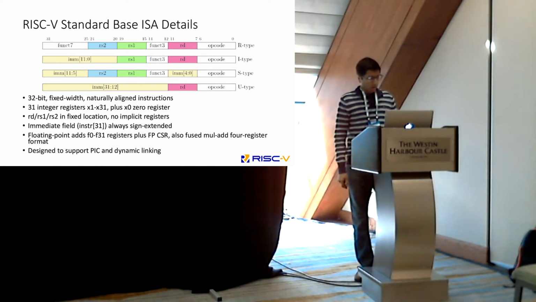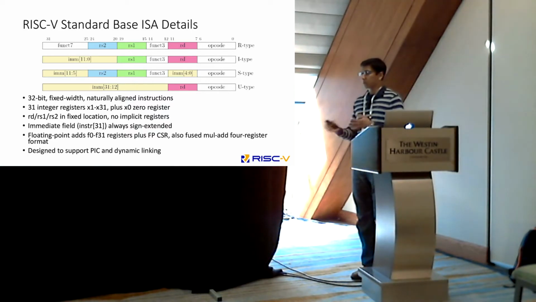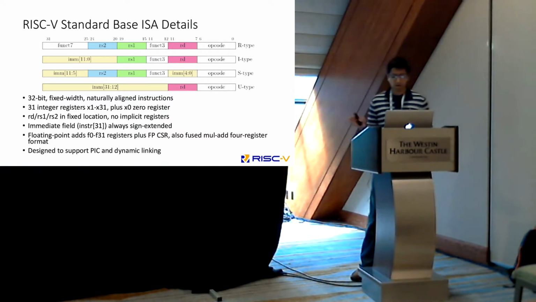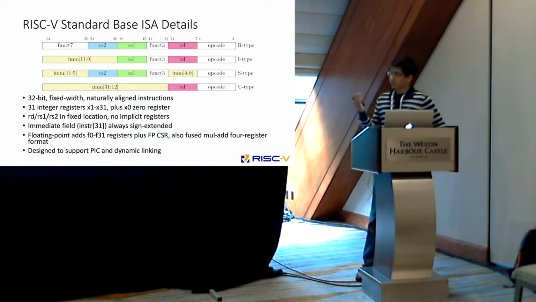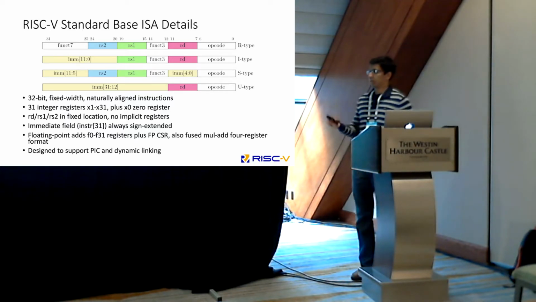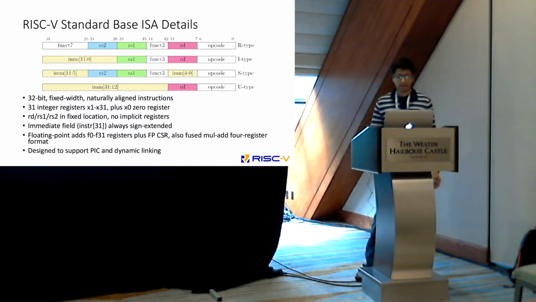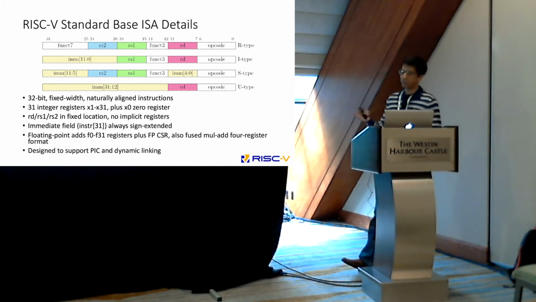There's no magic happening behind the scenes. Another feature is that the immediate field is always sign extended. If you look at something like MIPS, there are a bunch of rules about when things get sign extended or zero extended. None of that is happening here. It's easy to remember: everything gets sign extended. Adding the floating point extension adds floating point registers, floating point control status registers, and also some extra instruction formats, for example, for fused multiply-add, where you need additional registers specified in your instruction. And the base ISA is designed to very neatly allow things like position-independent code and dynamic linking without weird hacks.